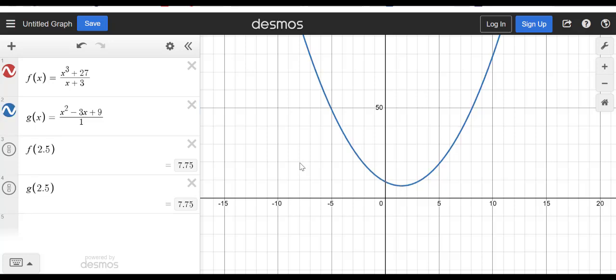So I hope you found this quick video on how to use Desmos helpful. It's a really great, useful tool when checking our algebra.